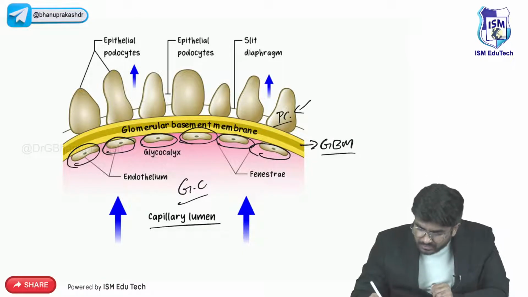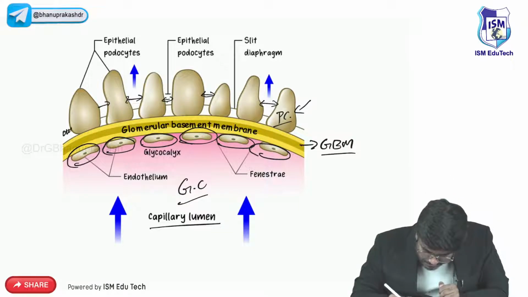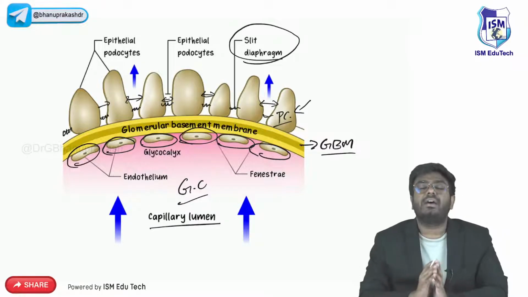Now, between the podocytic cells, as I have told you, there are gaps present. These gaps are called the slit pores. Now, look here, in these gaps there is one structure present. Do you know the name of this structure? This structure is called the slit diaphragm.